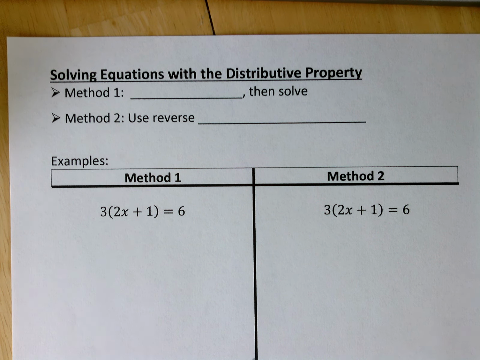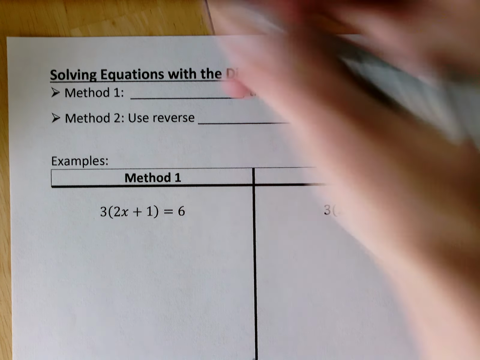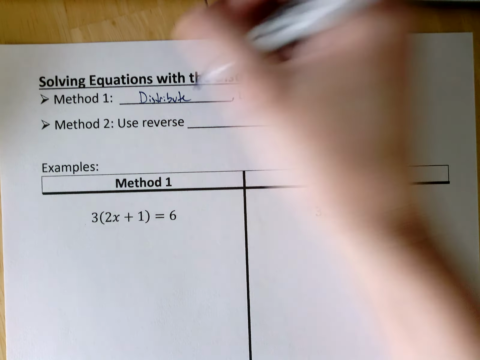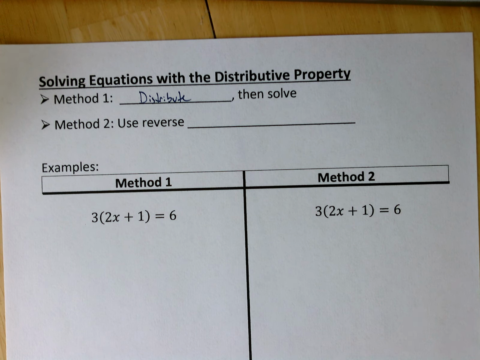Solving equations with a distributive property in them. So we are going to talk about two different ways that you can handle problems like this, okay? And it's really just a preference of which way you like better. So method one is going to be to distribute first. So use your distributive property, and then from there, just solve the equation like normal.